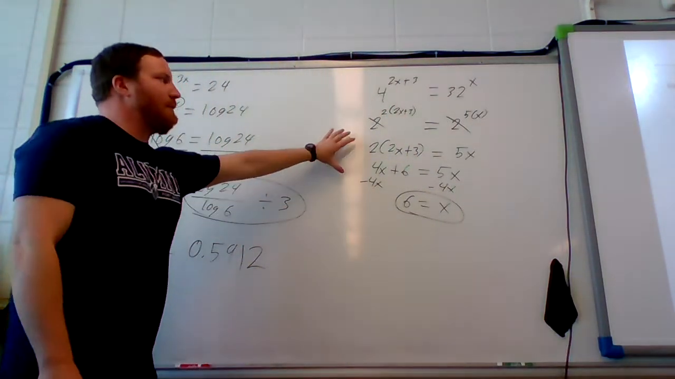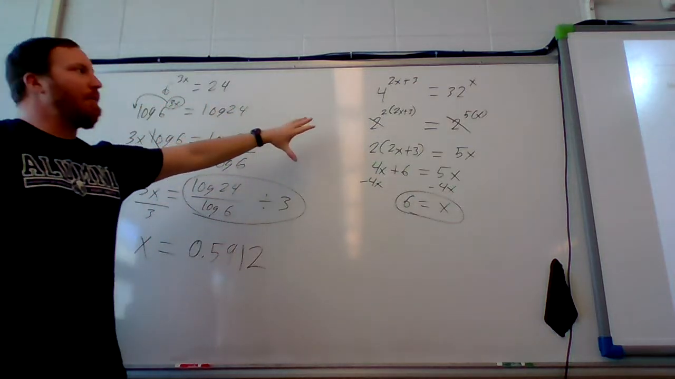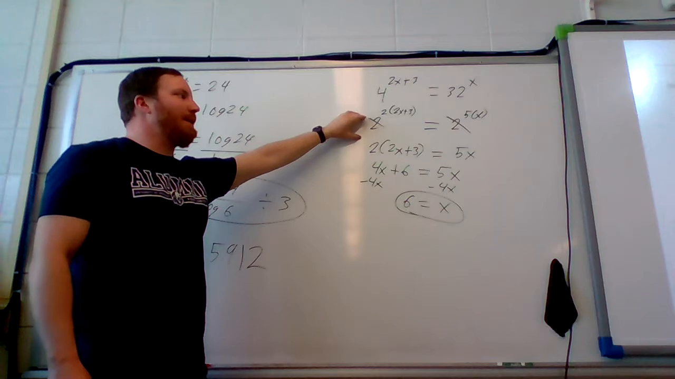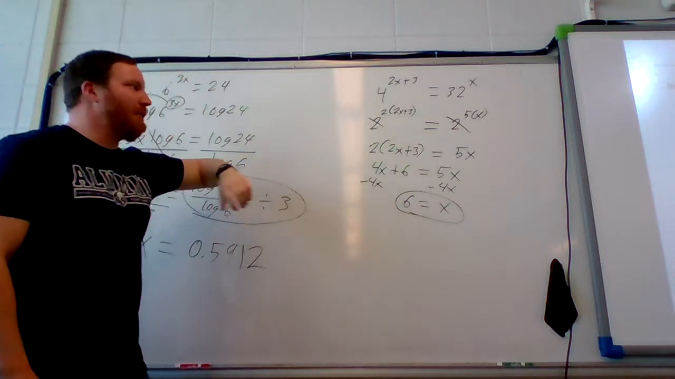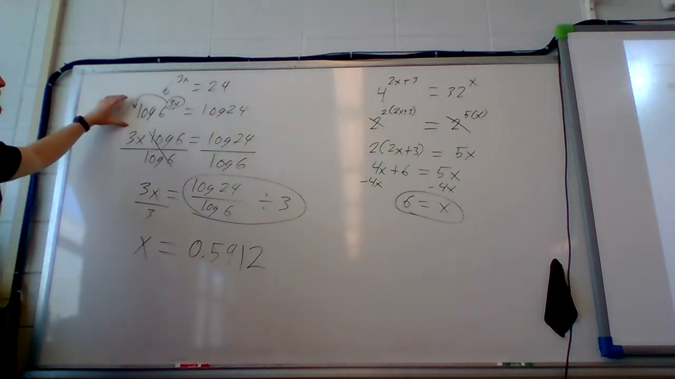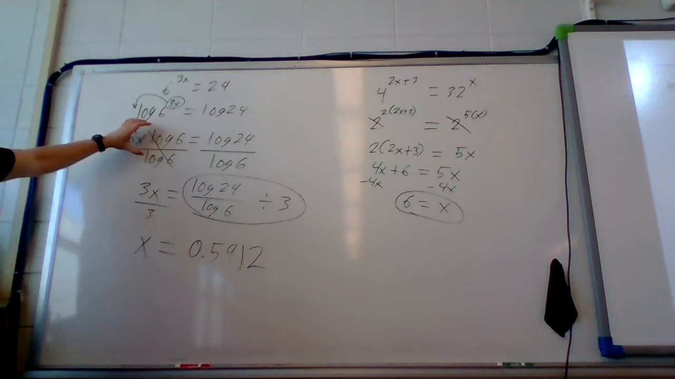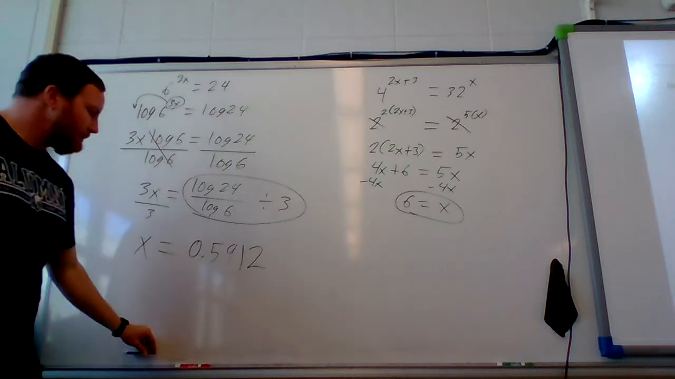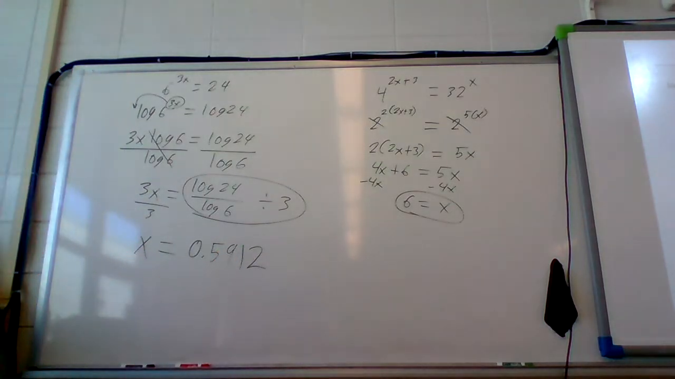Okay, we've got these two different methods. Common base: change your bases to the same, simplify it by getting rid of them, and you're left with just the exponents. Or take the log of both sides, divide by the log first, and then do any other operations that you would have to your x to get it by itself. Let's do a few of those problems together.